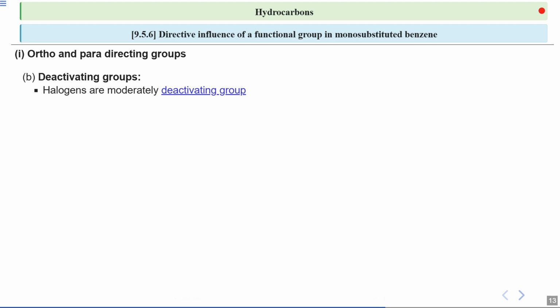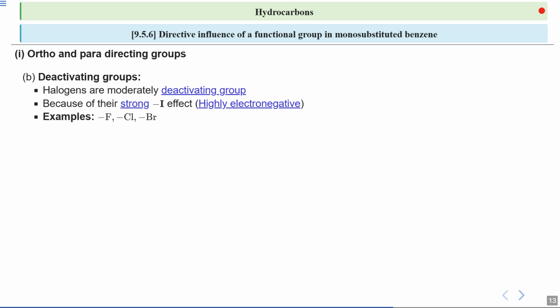This means they don't stop reactions completely, or they don't make the ring completely negligible for electrophilic aromatic substitution, but they do make the ring less reactive compared to the simple benzene ring. Keep in mind that not all deactivating groups act the same way. Now, why is this happening? The predominant factor for the halogen to be acting as a deactivating group is that they have a very strong minus I effect, which is due to their high electronegativity that pulls electrons from the benzene ring.